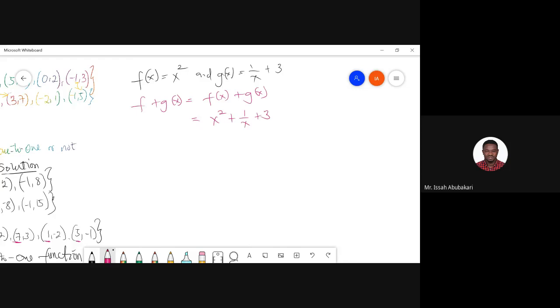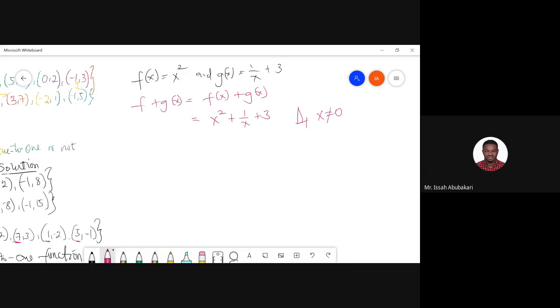Is that okay? And if you are asked to state the domain for this function, the domain is going to be x should not be equal to what? 0. Because the moment x is equal to 0, the function will be undefined. So at the end, the domain of this function says that x should not be equal to 0.